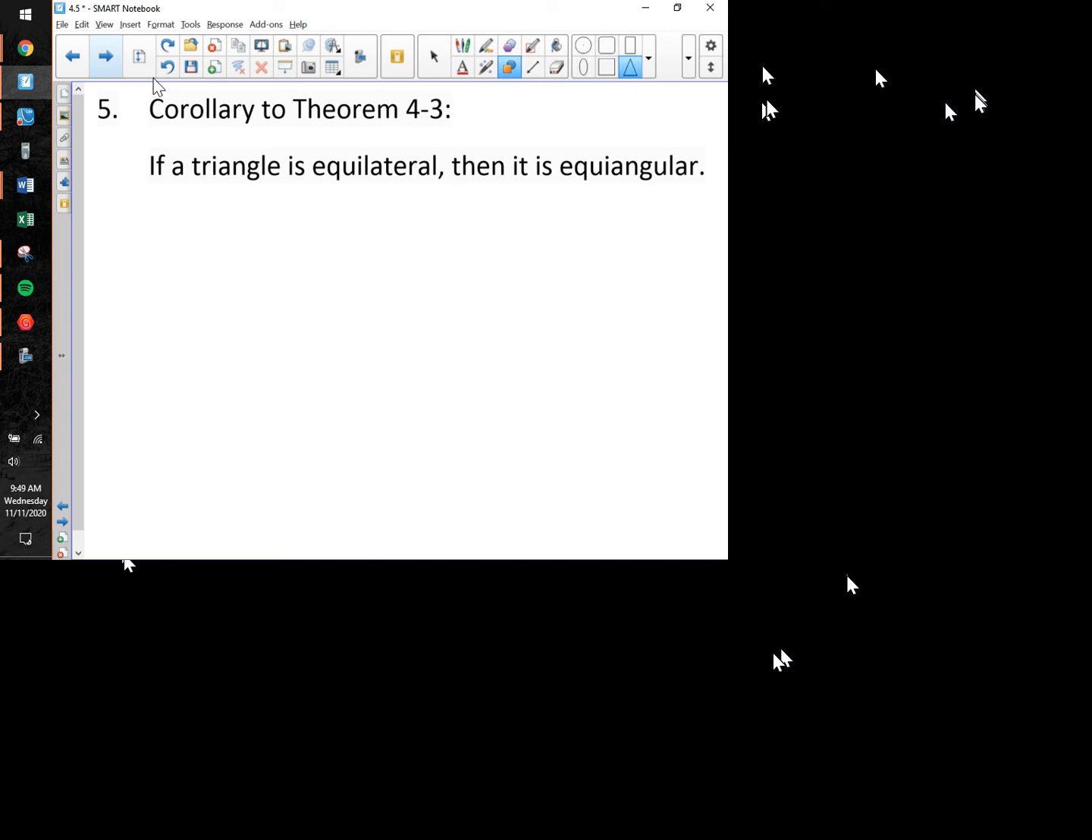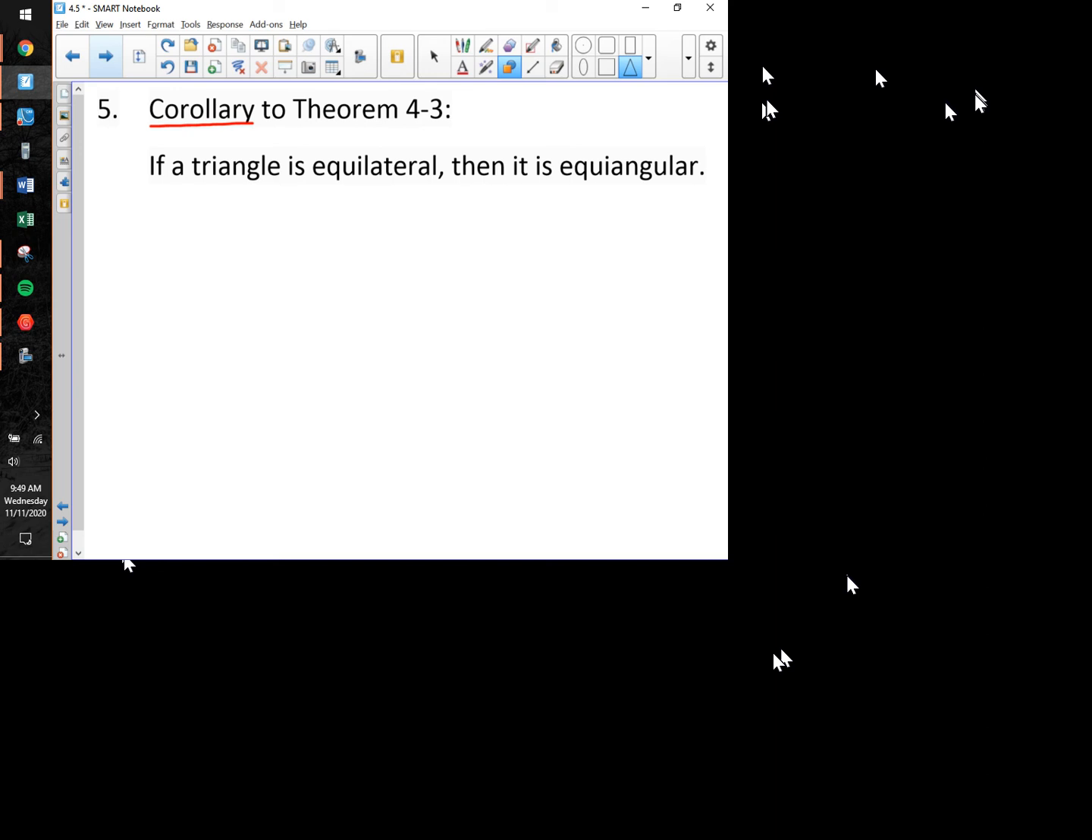Corollary to theorem 4.3. A corollary is something we really haven't talked about very much this year, but there are three ideas in geometry that go together: postulates, theorems, and corollaries. All of them are true, all of them are laws. A postulate is something we know is true that can't be proven. A theorem is something we know is true that can be proven, and a corollary is just a little tag-along idea that goes with a theorem. It's not important enough to be its own theorem, but it's just taking an idea one step further.